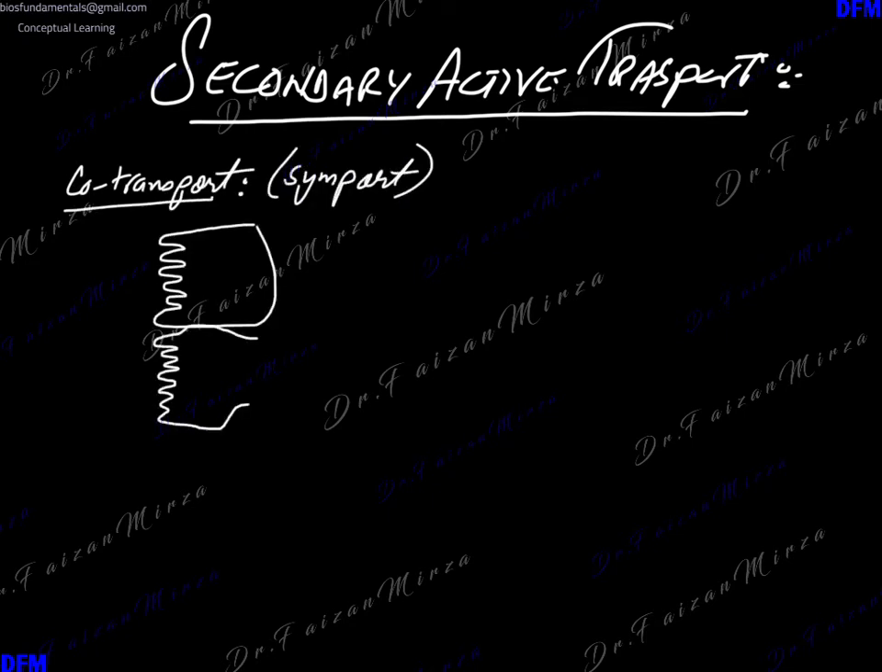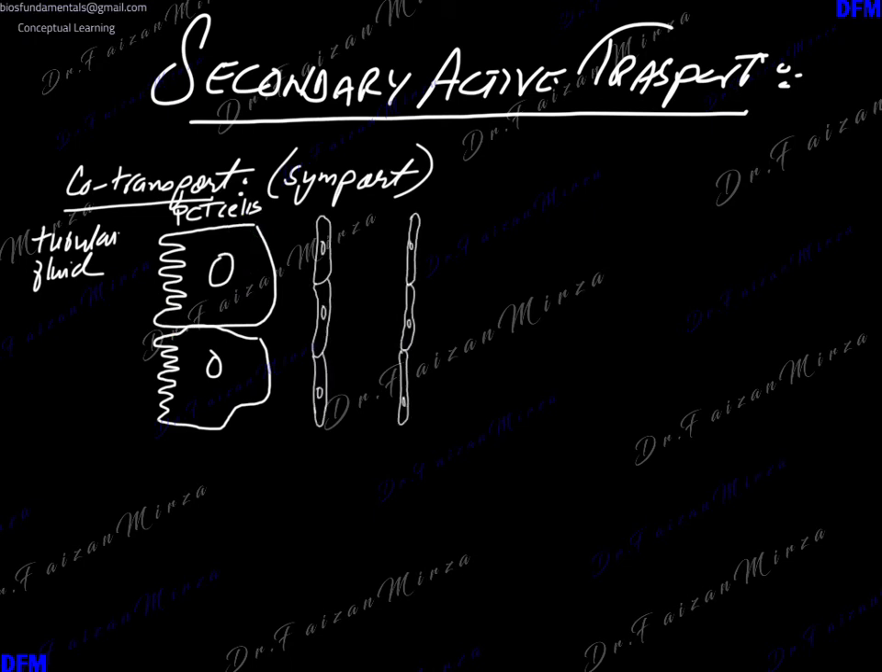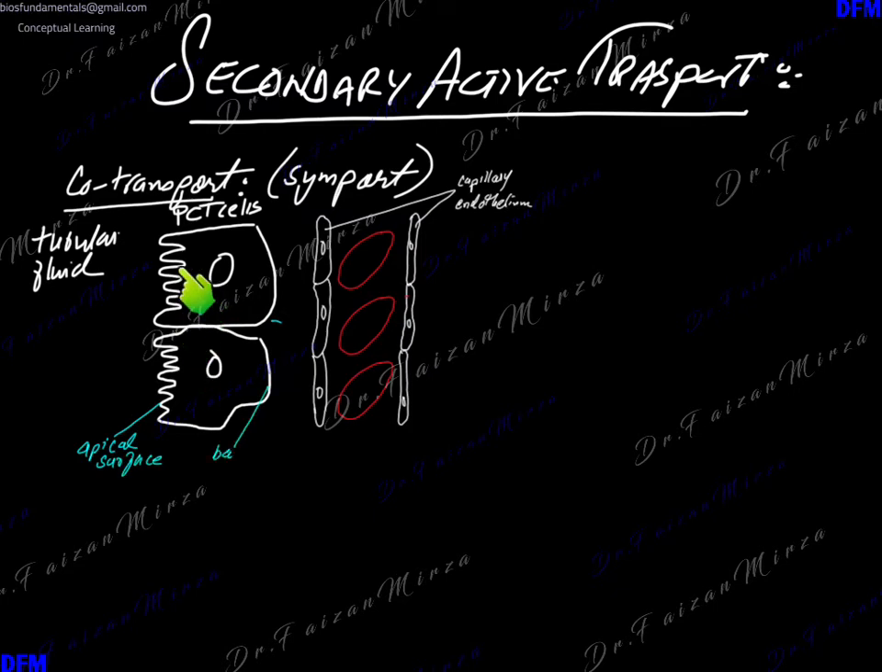Secondary active transport, as I already told you, makes use of energy stored in the electrochemical gradient. So here we'll discuss co-transport, which is the symport mechanism. I'm drawing epithelial cells. These have microvilli at the surface. This is the tubular fluid, and these cells belong to the proximal convoluted tubule. These cells are present adjacent to a blood capillary. You know this blood capillary will have red blood cells and plasma. This is the microvilli region.